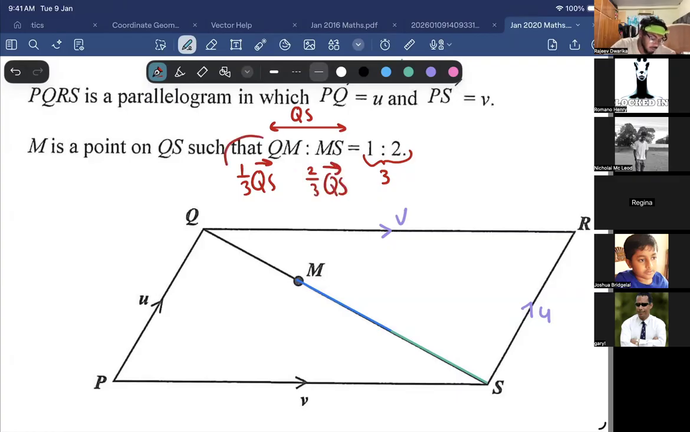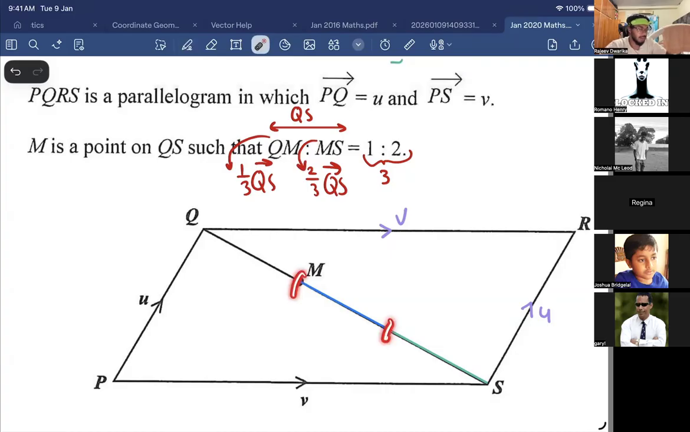So does that answer your question as to how I get a third of QS? Yes. So you fully understand that. So this is broken up into 3 parts, and out of the 3 parts, this is just 1, so a third. And this is 2 out of the 3 parts, so 2/3.